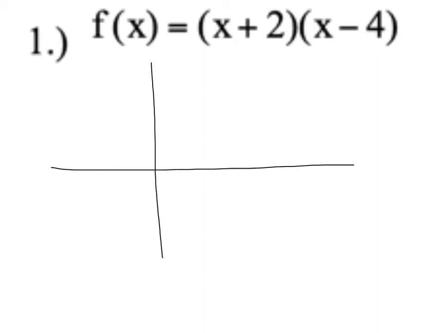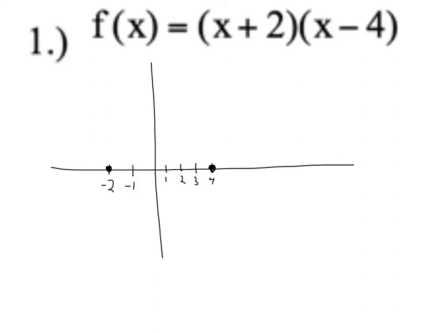If x plus 2 is a factor, then I know that one of the x-intercepts is going to be -2. So the function has a 0 at -2. If x minus 4 is one of the factors, the function is going to have a 0 at +4.